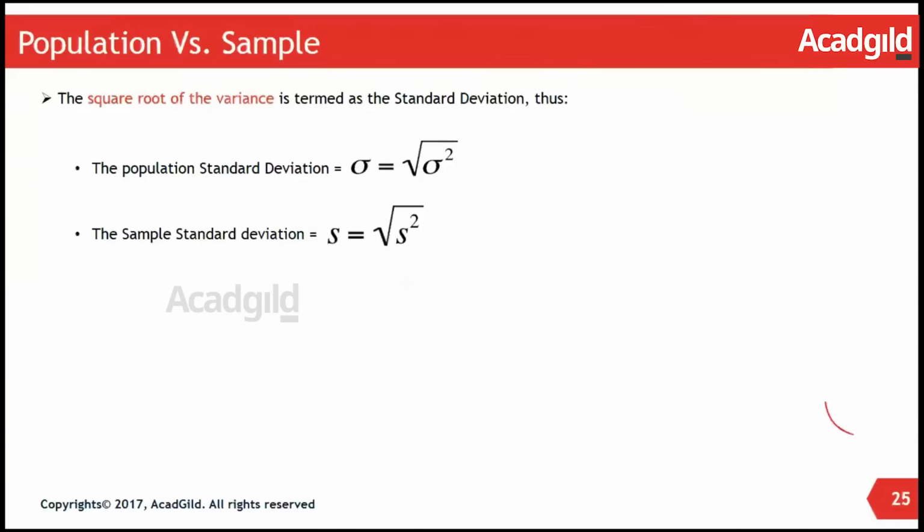As already discussed, the standard deviation is sigma, the root of the variance for the population, and the sample standard deviation is denoted as s, which is the square root of the sample variance.